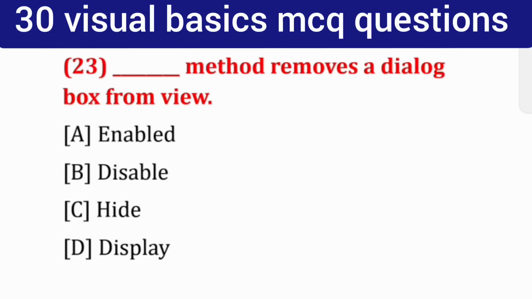Question number 23. Dash method removes a dialog box from view. Options: enabled, disable, hide, display. Correct answer, hide.